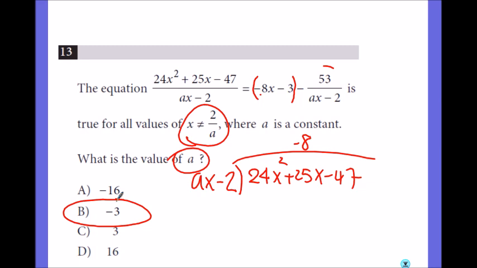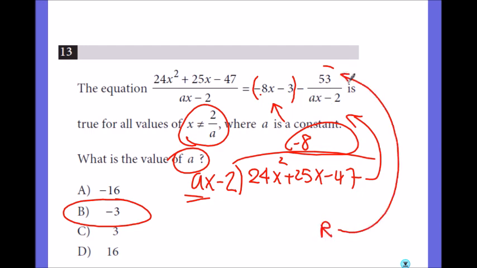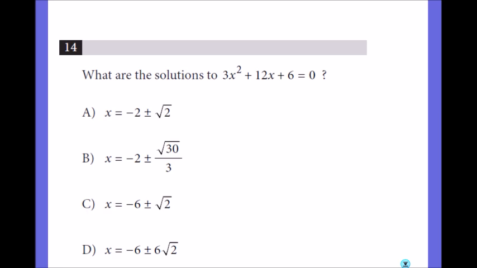Okay? You don't have to even finish it. You just gotta know what a is, and this is how you can write your long division. Whatever you get on top comes to the front or at the end without a denominator, and whatever the remainder you get becomes the numerator of what you divided by. Okay? 14. What are the solutions to 3x squared plus 12x plus 6?